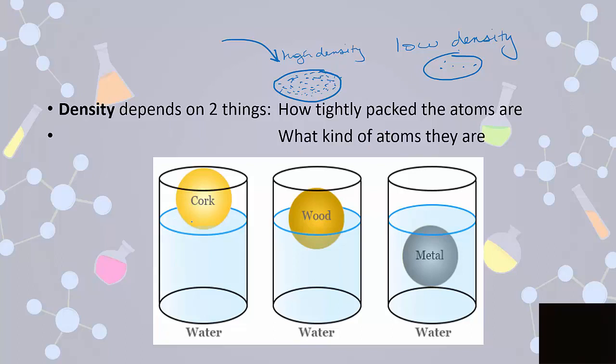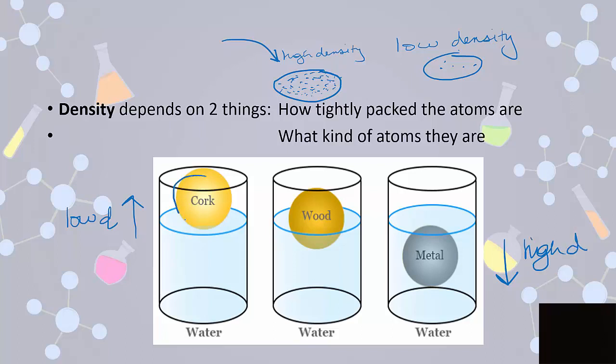We have examples here of a couple different substances and how they interact with water. Hopefully from previous knowledge, you know that density determines whether an object is going to sink or float in water. Generally, low density objects rise to the top, and like the metal over here, high density objects fall to the bottom.